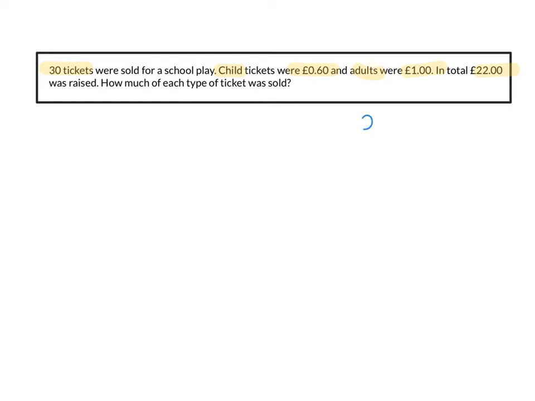So let's just say that x represents the number of children that are there, and y represents the number of adults. I know that there's 30 tickets sold altogether. That means there's 30 people, a mixture of children and adults. So I then know that x add y is equal to 30.